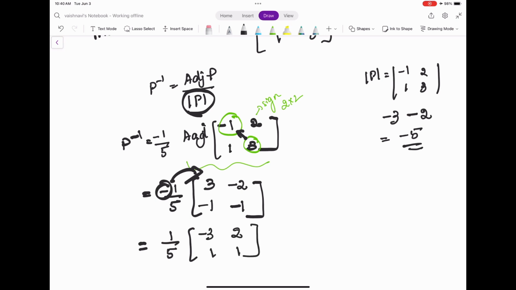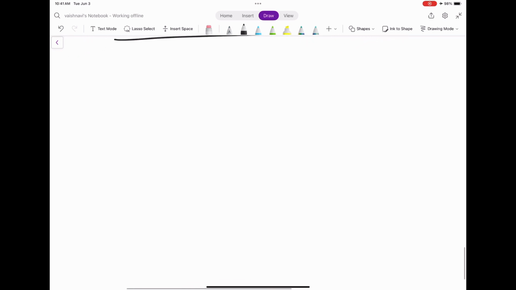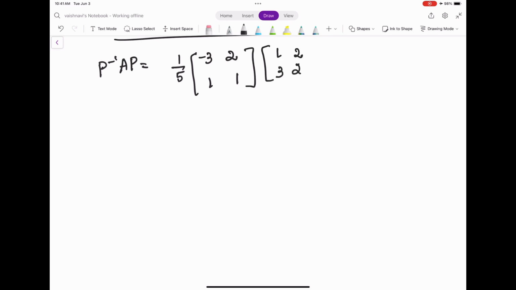Let me take the minus sign inside, so that the minus cancels out and we have P inverse now. The step we have to do is P inverse AP is equal to a diagonal matrix. That's what we have to prove. So let me take P inverse AP and do the solving part. It is 1 by 5 times the matrix minus 3, 2, 1, 1, and the A matrix will be 1, 2, 3, 2, and we have the modal matrix P, that is minus 1, 2, 1, 3. Multiply A and P first, and then we'll go for the second one.